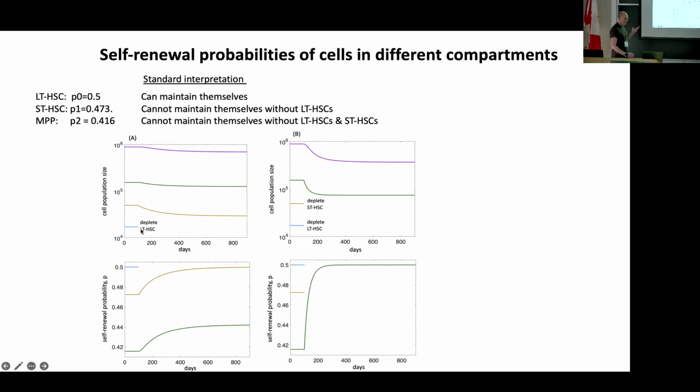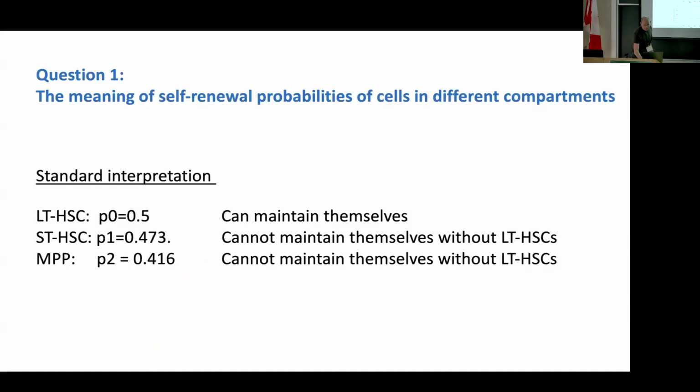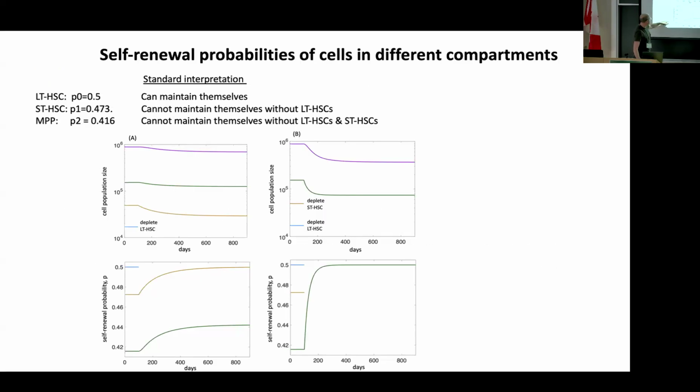Contrary to what the intuition would tell you, the system does not actually go extinct in the simulation when you deplete the long-term stem cells. Here they adjust a little bit, but they go to a new equilibrium. And remember, in the previous slide, these are the self-renewal probabilities that are measured at equilibrium. They're less than 0.5, so you would think that they actually go extinct, but they don't. What happens is that when you deplete the long-term stem cells, the self-renewal probability of the short-term stem cells starts to dynamically rise and become 0.5, and it acts as a de facto stem cell and maintains the system.